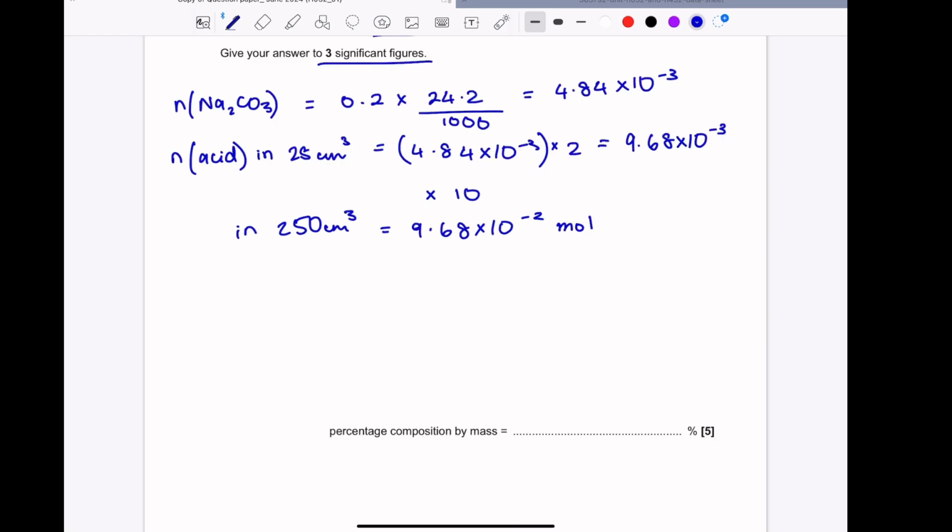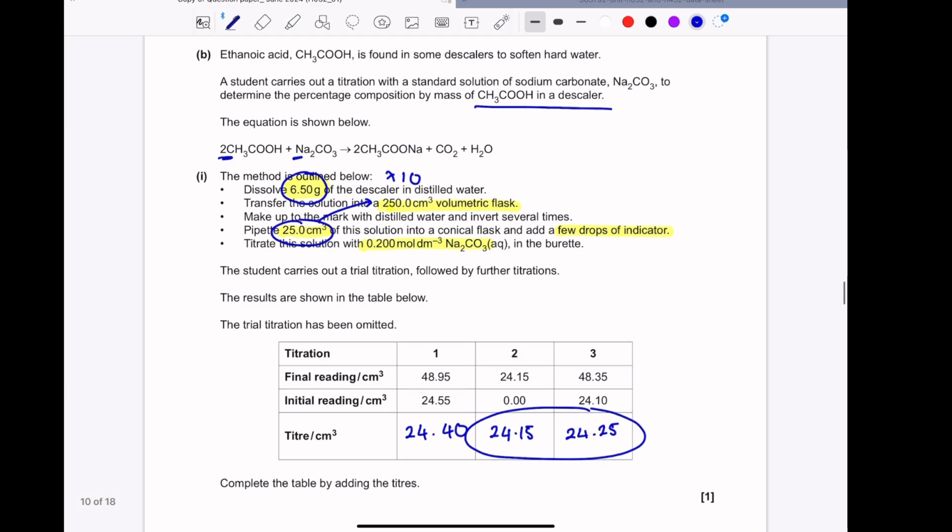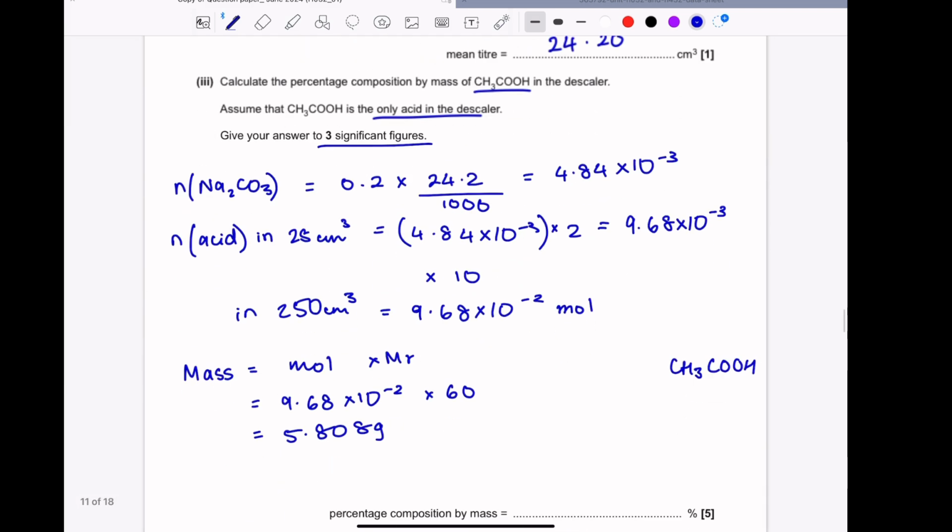Then we can use the moles to calculate its mass. So mass would be equal to moles multiplied by the Mr. So the moles we know is 9.68 times 10 to the negative 2, multiplied by the Mr of ethanoic acid, so that's CH3 which is 15, and COOH, so plus 12 and so on, about 60, I believe. And that would equal about 5.808 grams.